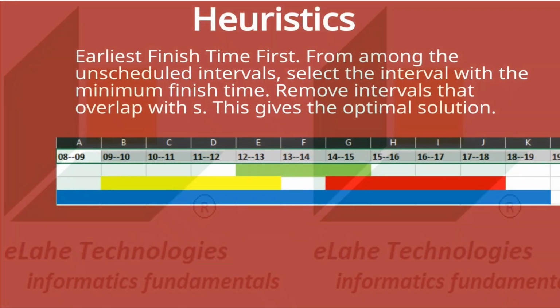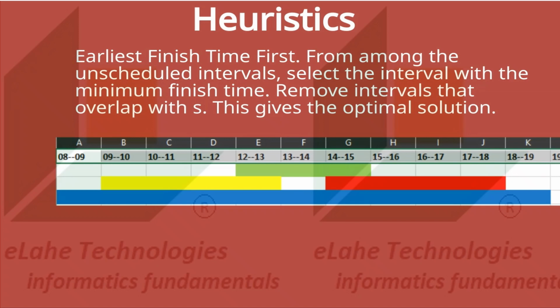Consider the earliest finish time first heuristic. From among the unscheduled intervals, we select the interval S with the minimum finish time. Then, we remove intervals that overlap with S. It can be proved that this heuristic always gives us the optimal solution.